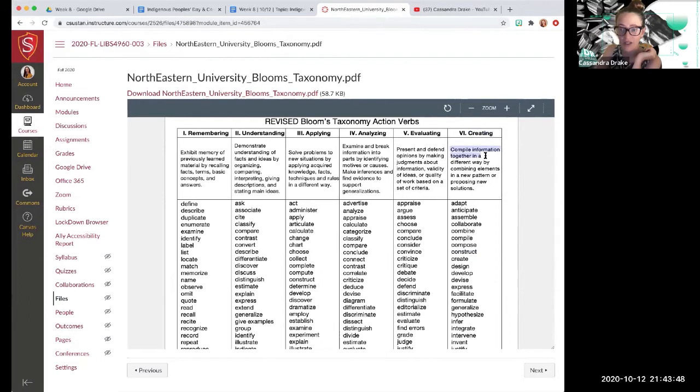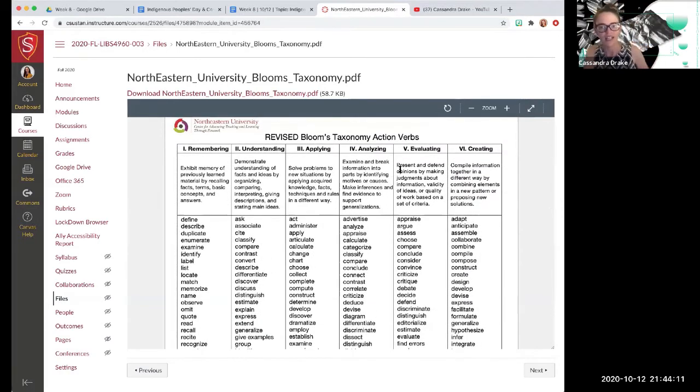You're asking them to compile information together in a different way by combining elements in a new pattern or proposing new solutions. So this would be specifically elements in a new pattern, because you're asking them to take real life and create, with spatial awareness and understanding, and construct a map based on real life. And here, what I want to point out is that this is level 6.